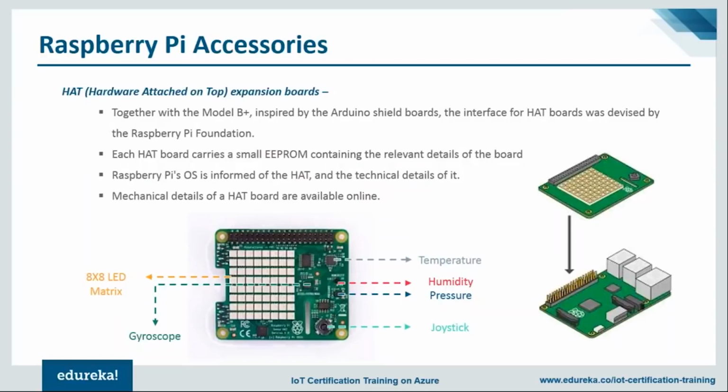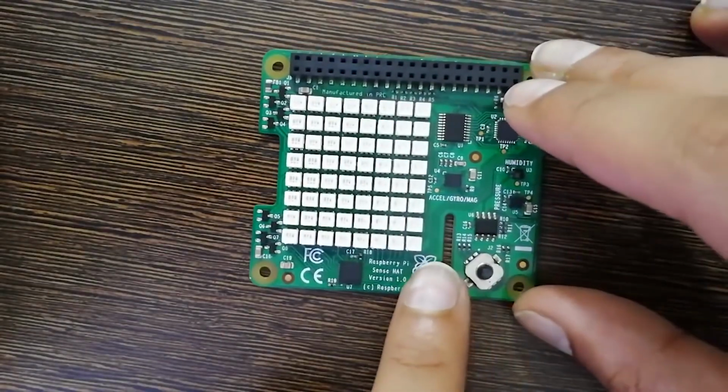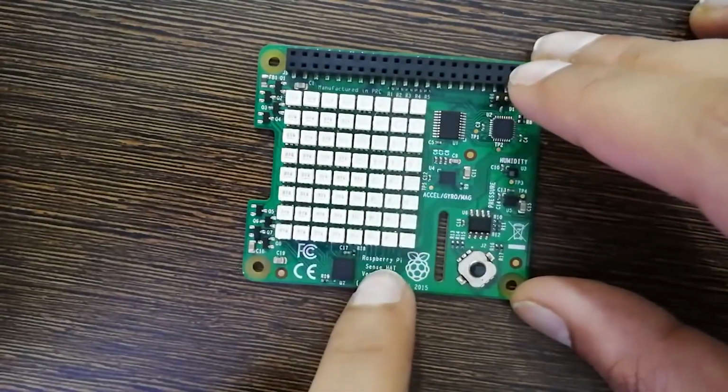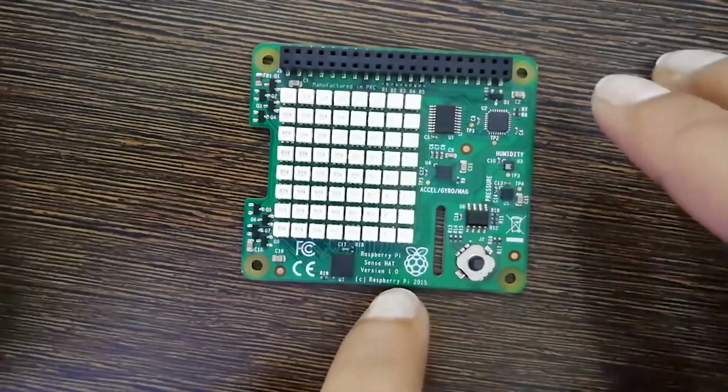So let me switch over and show you the Sense Hat component as well. Okay, so here you can see the Sense Hat. How it is slightly different from the other accessories is that it has an 8x8 LED matrix present here, which can be used for displaying various things. And we will also be seeing how you can display this.